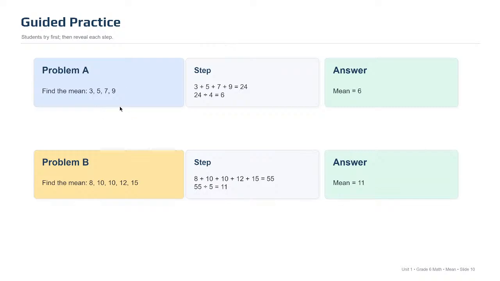So problem A, mean. So you have to find the mean. So it's 3, 5, 7, and 9. First off, you need to add all of them. So 3 plus 5 plus 7 plus 9 equals 24. And then 24 divided by 4 is 6. It's divided by 4 because it's 1, 2, 3, 4 numbers. So the answer, which is the mean, is 6.